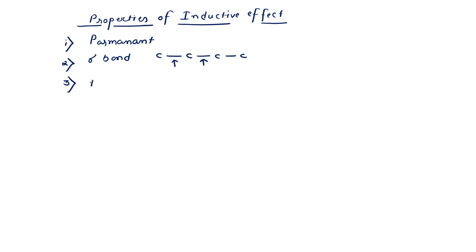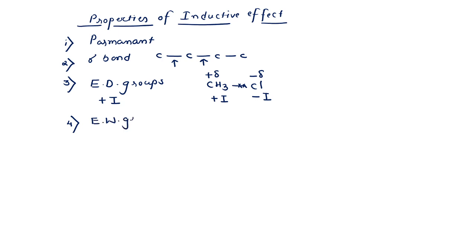Most interesting, electron donating groups. Consider you have CH3 and Cl. See, the electron density shifts through the sigma bond, that's why it is the inductive effect. Cl will get a negative delta and CH3 will give. CH3 is giving electron density, that's why it has a plus I effect, and Cl is pulling electron density, that's why it is minus. Electron donating groups have a plus I effect, and electron withdrawing groups have a minus I effect, like Cl.